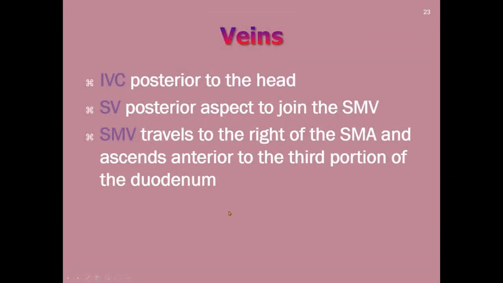So remember your vascular relationships. The IVC is posterior to the head. Sorry, the splenic vein is posterior of the body and the tail. The superior mesenteric vein travels to the right of the SMA, and they are parallel, and ascends anteriorly to the third portion of the duodenum.